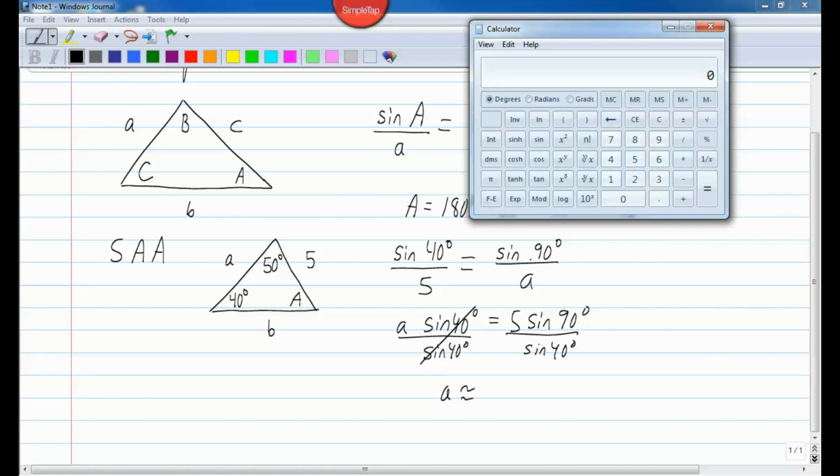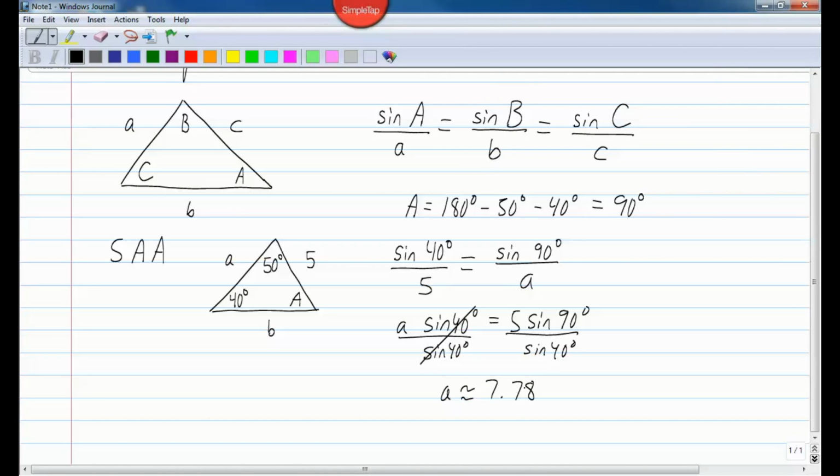Alright, so side A is approximately 5 times 90 sine equals, divided by 40 sine equals. I'm going to round my sides to two places always. Just make sure you look at the directions and see what it says. This would be 7.78. So it's approximately 7.78 units. Alright, so we've solved for side A.